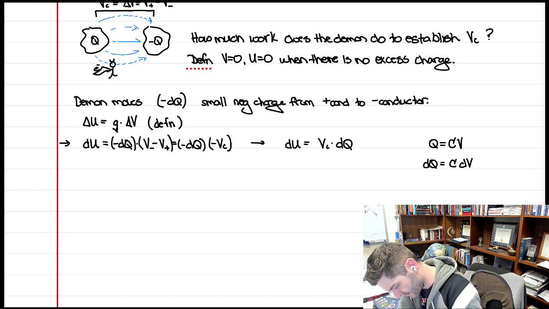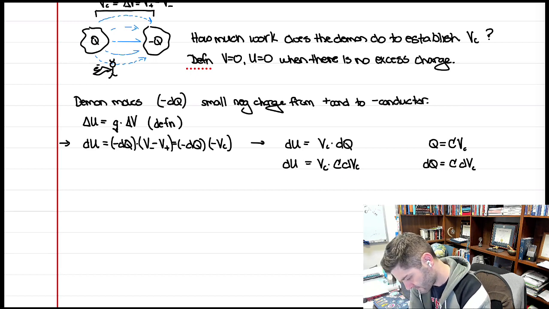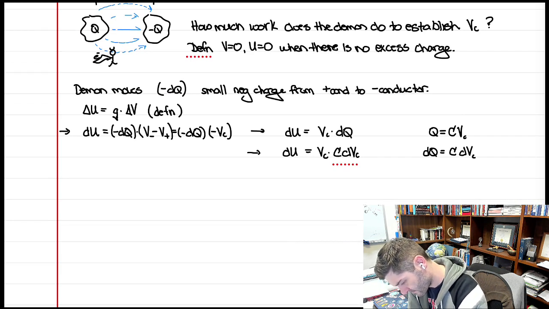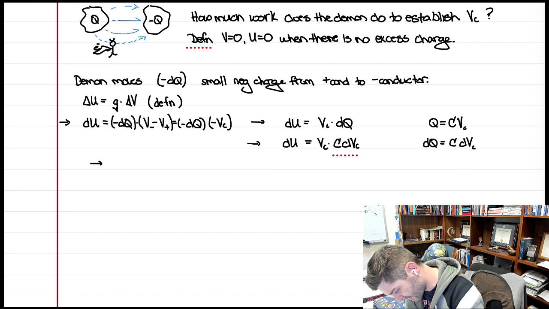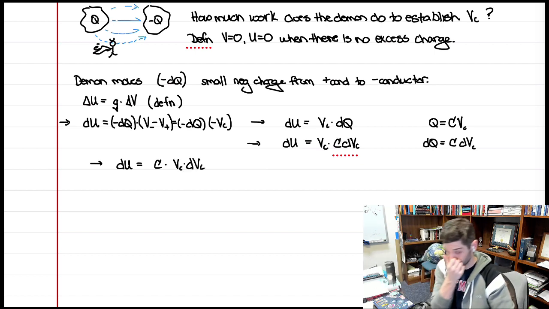And technically V sub c. So then this looks like the change in potential energy is V_c times the capacitance times dV_c, or that the change in potential energy is equal to some constant times V sub c times dV_c.